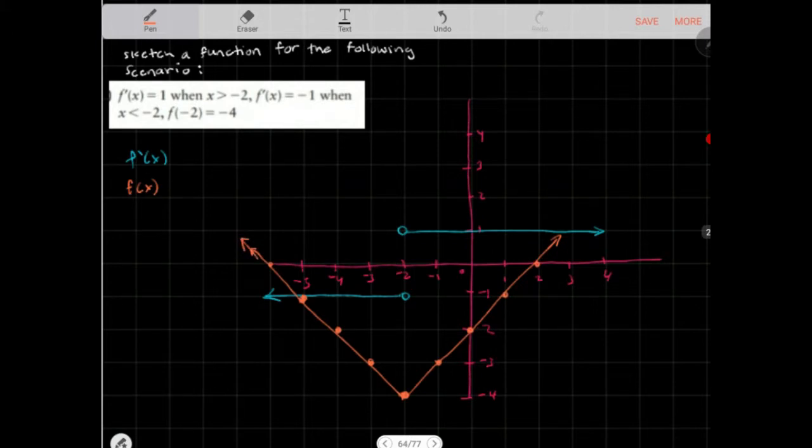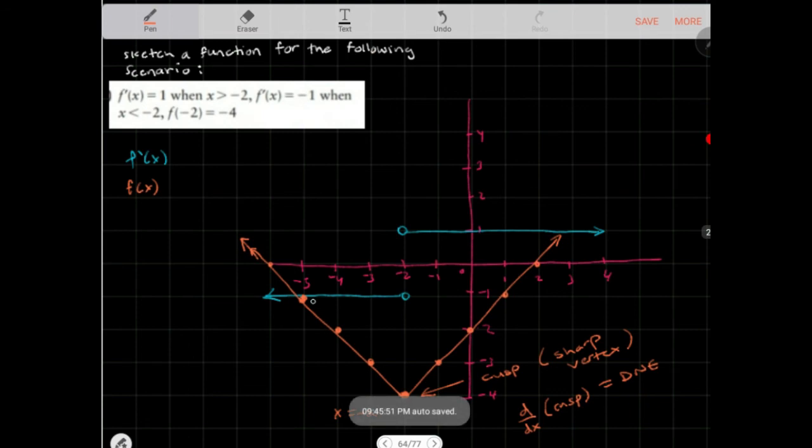Okay, and you can actually notice that at this point, at x equals negative 2, we have something called a cusp. So a cusp is basically a sharp-edged vertex. So it's a sharp vertex. And the derivative of a cusp, right? We write the derivative of a cusp doesn't exist. So that's why in the derivative function it appears as a discontinuity, right? So it appears as a discontinuity. So the derivative of a cusp doesn't exist. And this is your original function f of x, and in blue, that's your derivative function.